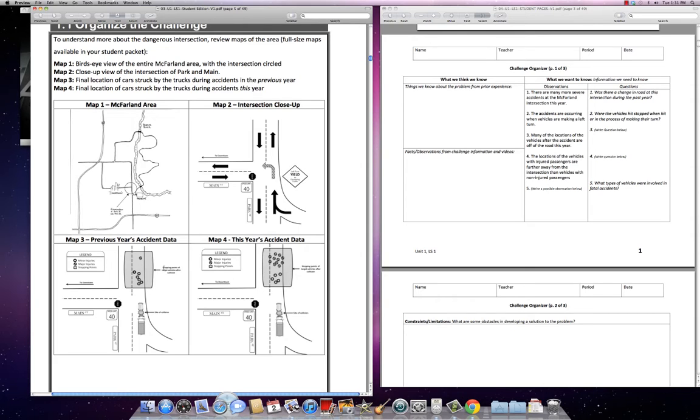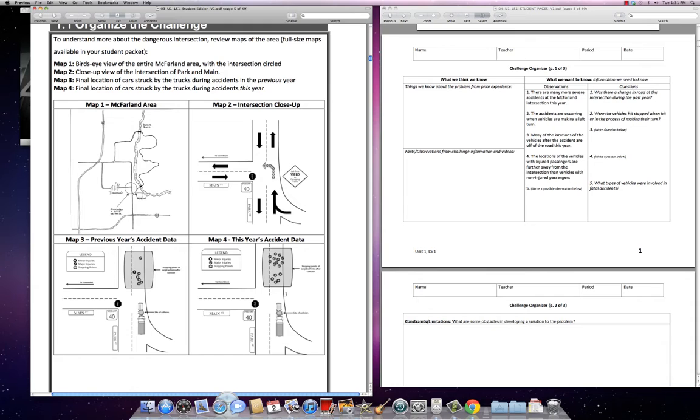So the student should recognize, and this is important, that the circles represent the final stopping points, not where the accident occurred, but the final stopping points, and that they would use the legend to identify if the final stopping point has a major injury or a minor injury. The site of collision is right at the intersection.